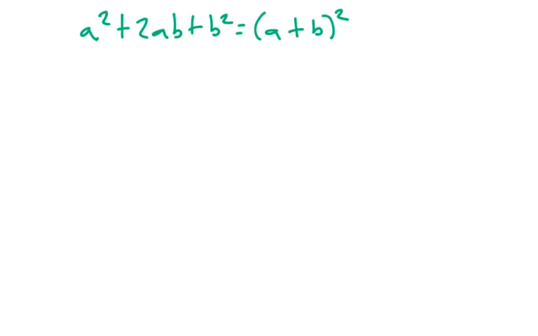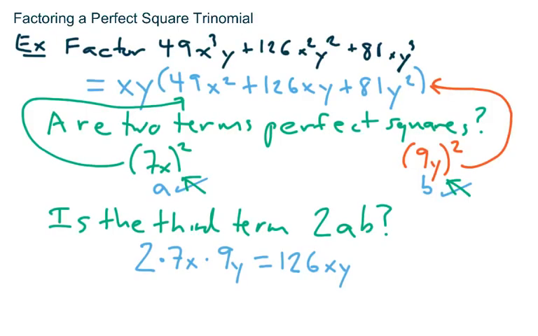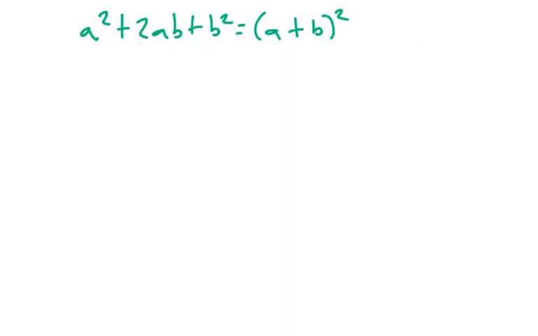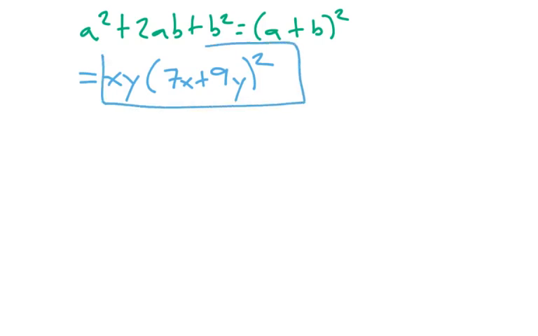We just need to remember, and looking back one more time, that there is the factor of xy that we factored out. So not forgetting that, this polynomial will factor as xy times 7x plus 9y, that's my a and my b, squared. And you're done. And that's much easier than looking for trial and error and all that sort of thing. But of course, this only works if it happens to fit the pattern exactly.